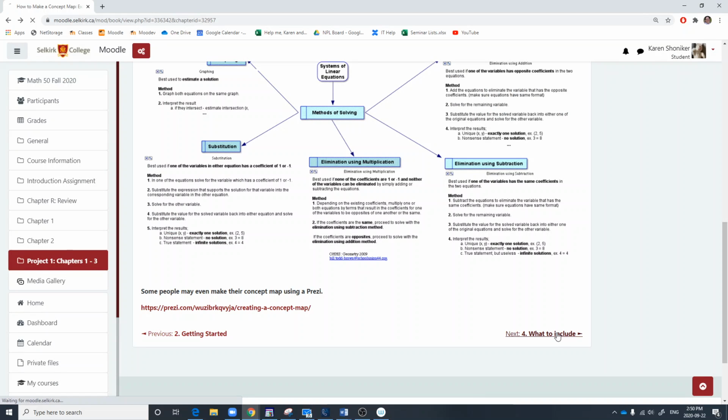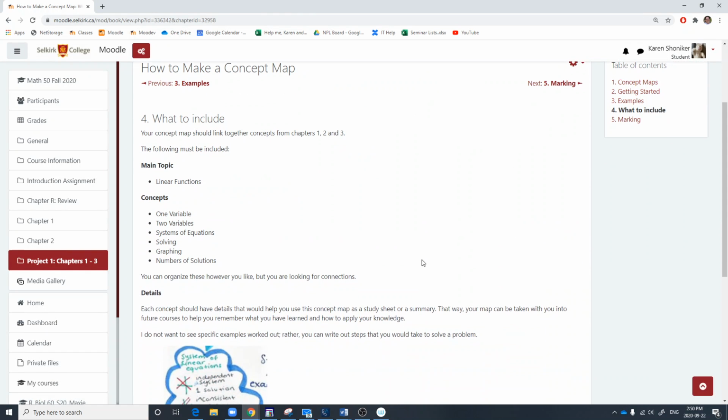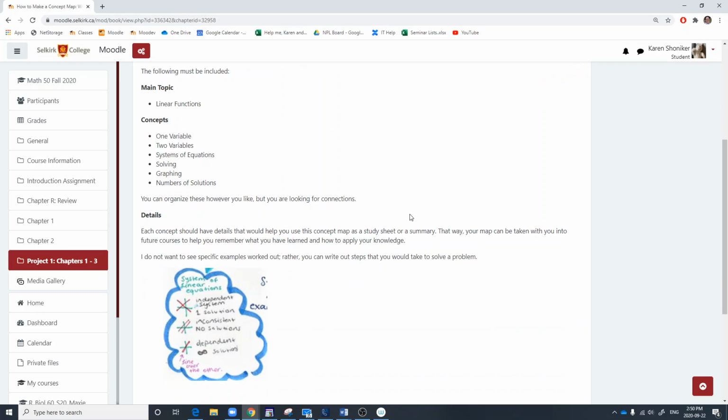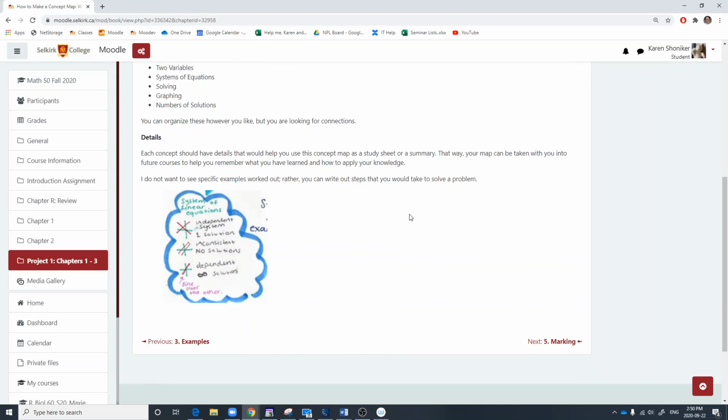After you have looked at these, the next page is what needs to be included. So these are the things I want. Your concept map should link together the concepts from chapters 1, 2, and 3. You have to have a main topic, which I'm telling you is linear functions. You have to include concepts: one variable, two variables, systems of equations, solving, graphing, and numbers of solutions. You organize them however you like, but make sure you're looking for connections between the material.